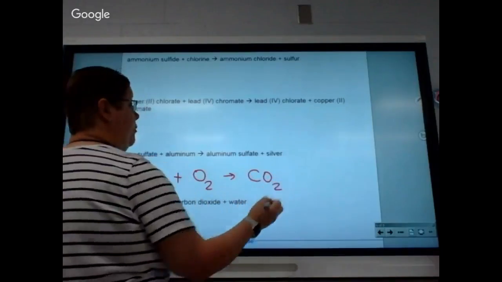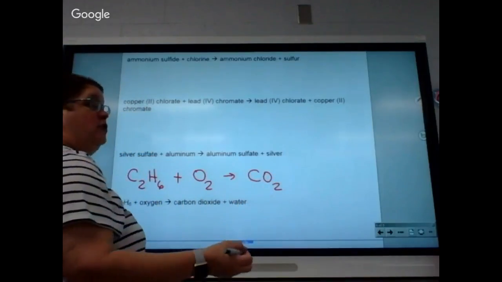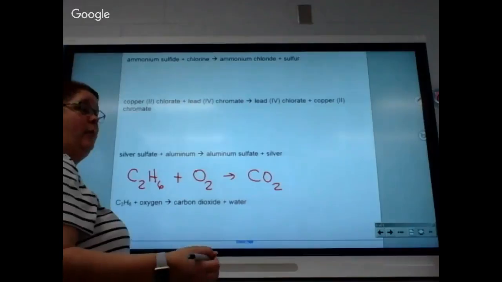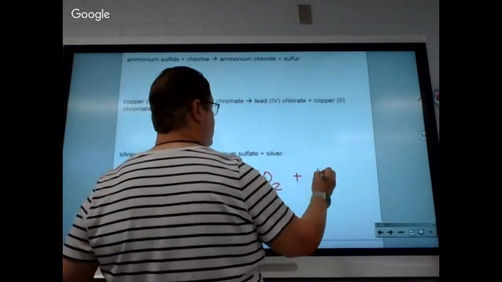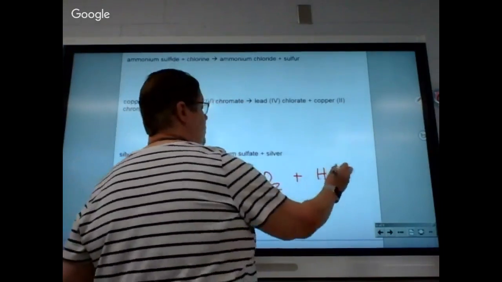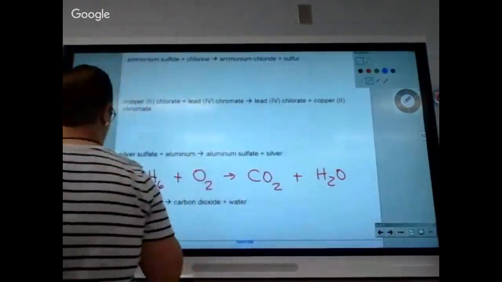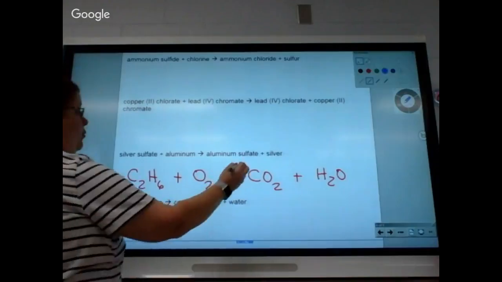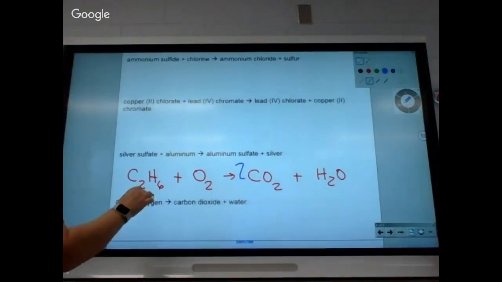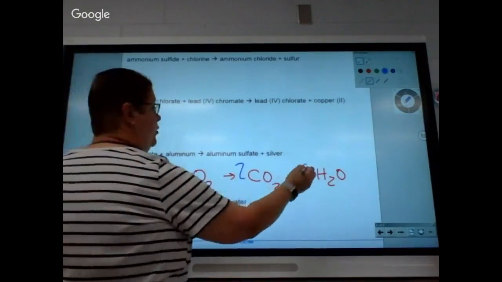Now, if you don't know, carbon dioxide is CO2, and if it confuses you to use the old system, you need to memorize that. Plus water is H2O. Most people struggle with the balancing on this one. So how many C's are there? So we're going to put a 2. How many H's? So we're going to put a 3.